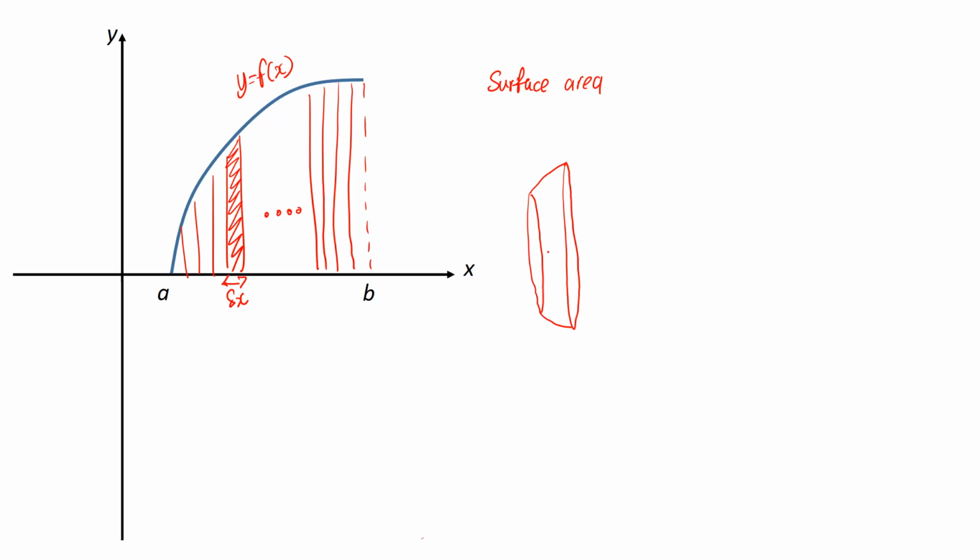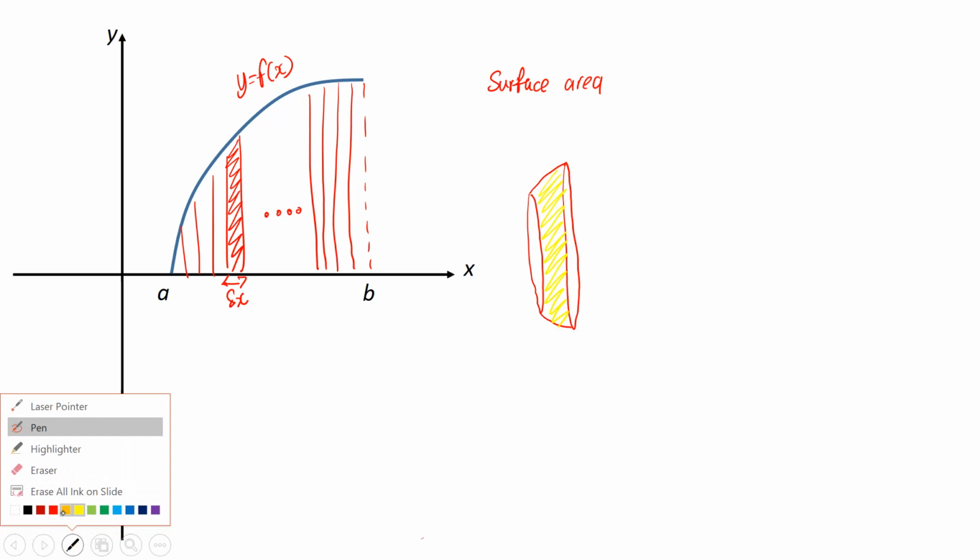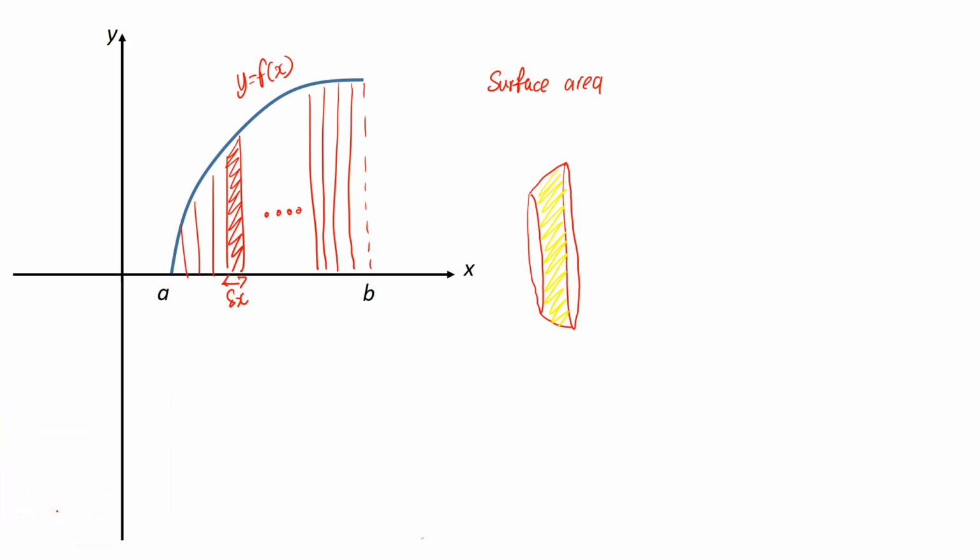Now you will notice that this shape looks somewhat like a circular cone but missing its top. Yes, you are right, so what we are getting is a part of the circular cone. Now if we are able to find the surface area of this part of a circular cone, then we can do the same for the rest of the strips to find the surface area generated by each of the strips, sum it up, and we are going to get the total surface area generated by this curve y equals f(x). So that is the plan.